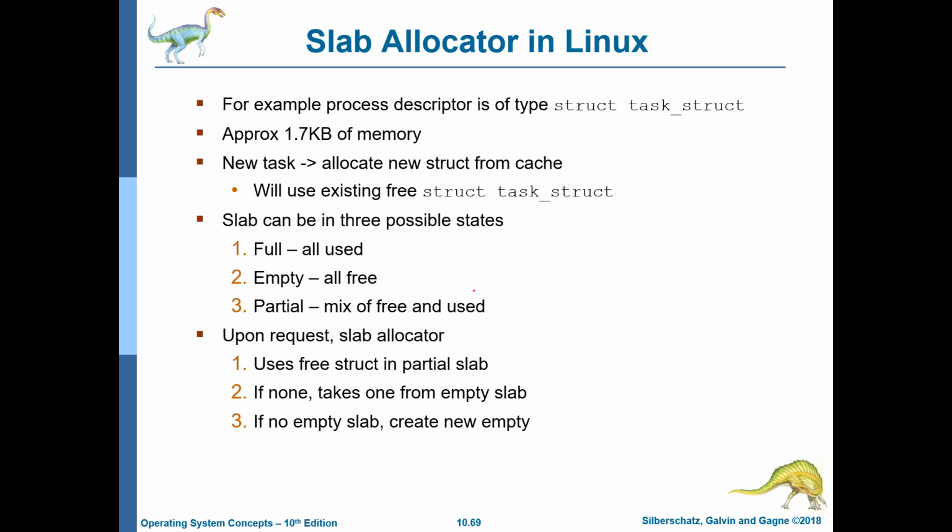So Linux has a slab allocator. One of the most key data structures for Linux is struct task_struct. This is very important because it is basically the data structure that maintains the status of the process, or of the thread. So that's the reason it's so important. It requires approximately 1.7 kilobytes of memory.